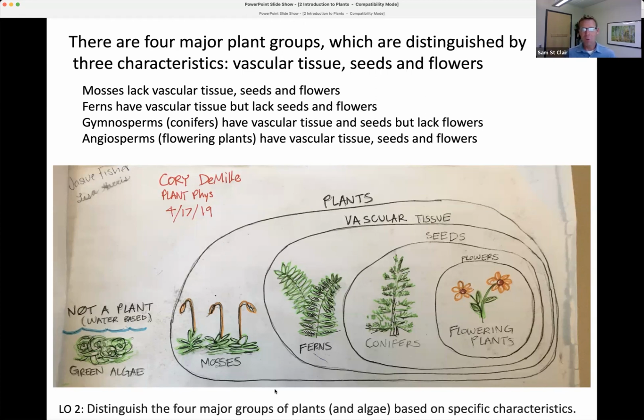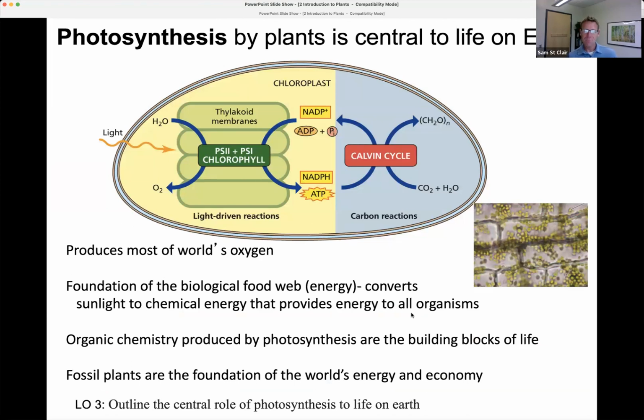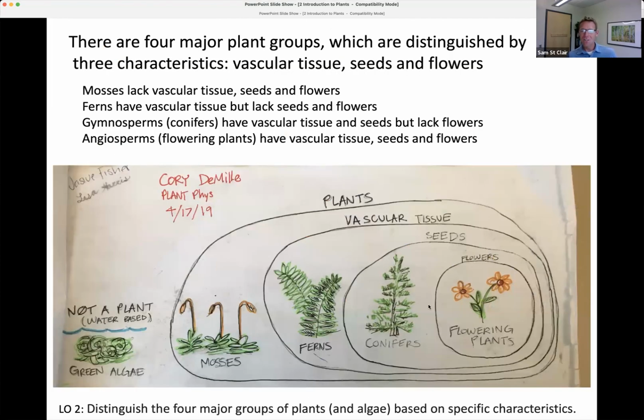And then among the 4 major groups of land plants, mosses, ferns, conifers, and flowering plants, there are 3 characteristics that we use to distinguish them: vascular tissue, seeds, and flowers. So everything inside of the circle will have that characteristic. Mosses are different from the other 3 groups of land plants because they don't have vascular tissue. Ferns are different from conifers or cone-bearing plants and flowering plants in that they don't produce seeds. Both conifers and flowering plants produce seeds. And then cone-bearing plants are different from flowering plants in that they don't produce flowers and fruits.